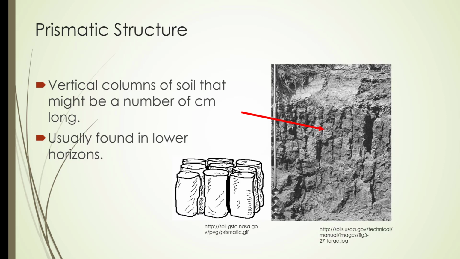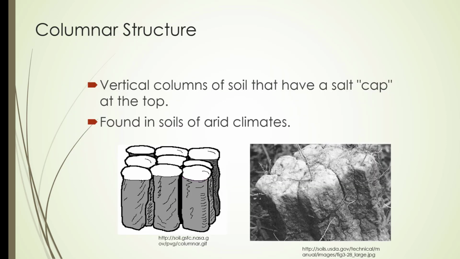Prismatic structure, these are vertical columns of soil that might be a number of centimeters long, usually found in lower horizons, and you can see where the arrow is pointing. That is your prismatic structure. Columnar structure, these are vertical columns of soil that have a salt cap at the top. This is usually found in soils in arid climates.